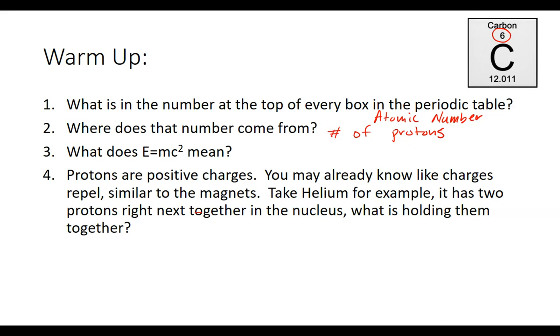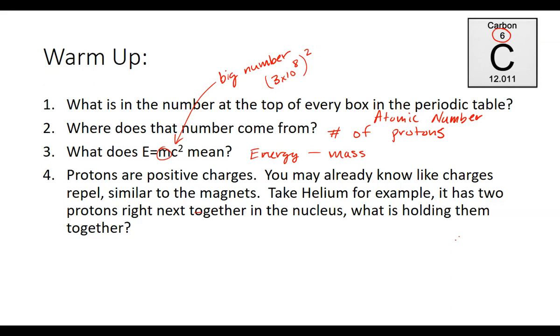So number three, what does E equals mc squared mean? E equals mc squared is an equation that relates energy and mass. So basically, if you were to take a certain amount of mass and just annihilate it, get rid of it, you would multiply that by c squared, which is the speed of light squared, which isn't super important other than it's a really big number. The speed of light is 3 times 10 to the 8. So then you take that number and you square it.